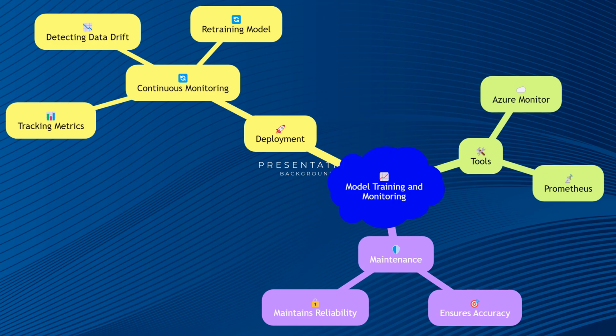Model training doesn't end once the model is deployed. Continuous monitoring is essential to ensure that the model performs well in production. This involves tracking metrics, detecting data drift, and retraining the model as needed. Tools like Azure Monitor and Prometheus can help in setting up monitoring pipelines. Regular maintenance ensures that the model remains accurate and reliable over time.